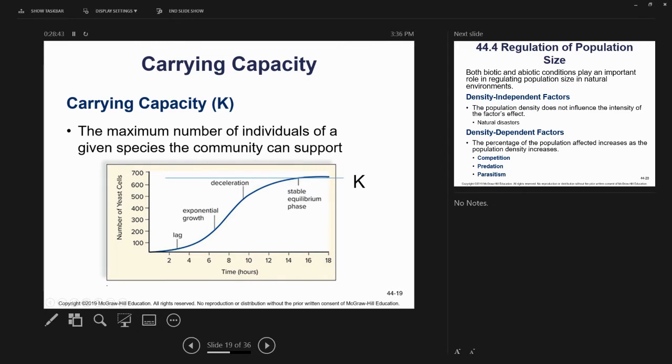It can change depending on the environmental conditions. So if we're in a drought, all of a sudden there's not enough water, this K value can decrease, come down here. In good years when there's plenty of food, plenty of water, the weather's good, there are no disruptive events, that carrying capacity might increase in the same habitat for the same species.